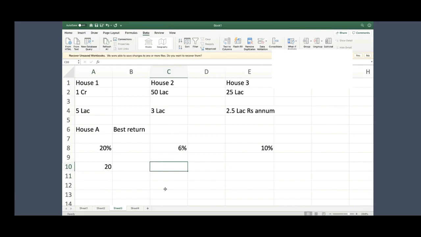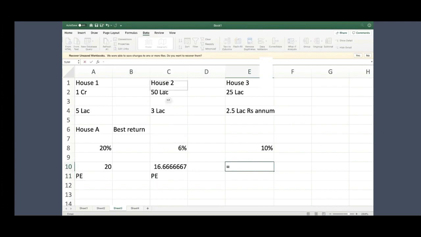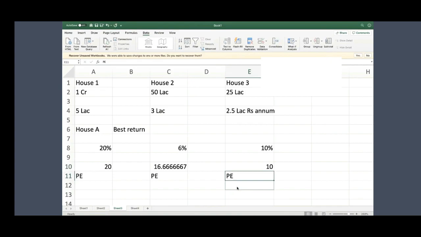Here when you see that you are going to give 50 lakh rupees to earn 3 lakh rupees, the price earning ratio will become how much? 50 divided by 3, 16.66 is the PE ratio of this house. And 25 divided by 2.5 is equal to 10. Now you can very clearly see that it is the multiple, the times, that you are giving to earn that specific amount of money, right?